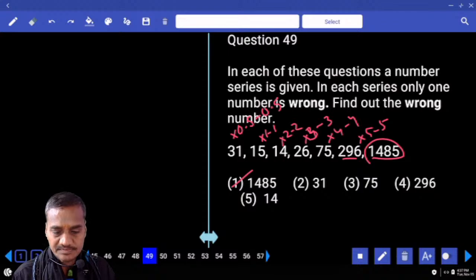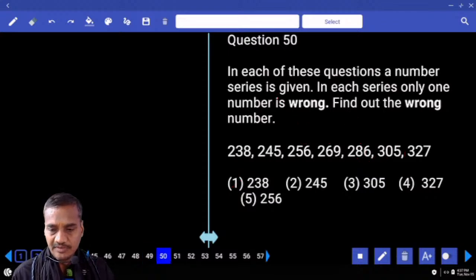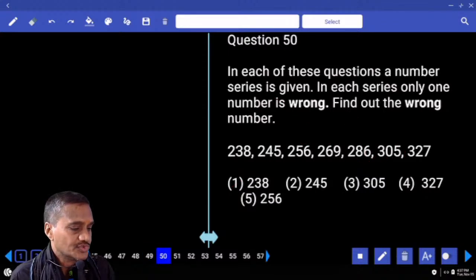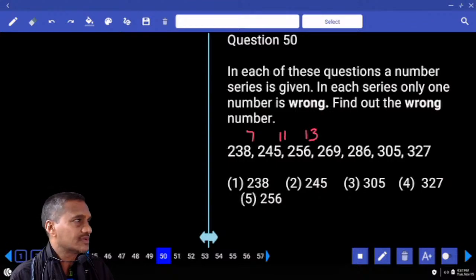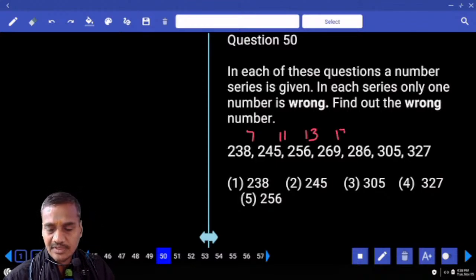And next one, question number 15. 238 and 245. What is the difference we have? 7. Now the difference between these two is 7. 45 and 56, the difference is 11. And 56 and 69, the difference is 13. 7, 11, 13. Next one, the numbers are prime numbers. And next prime number must be 17. Now 17, the number is 286.